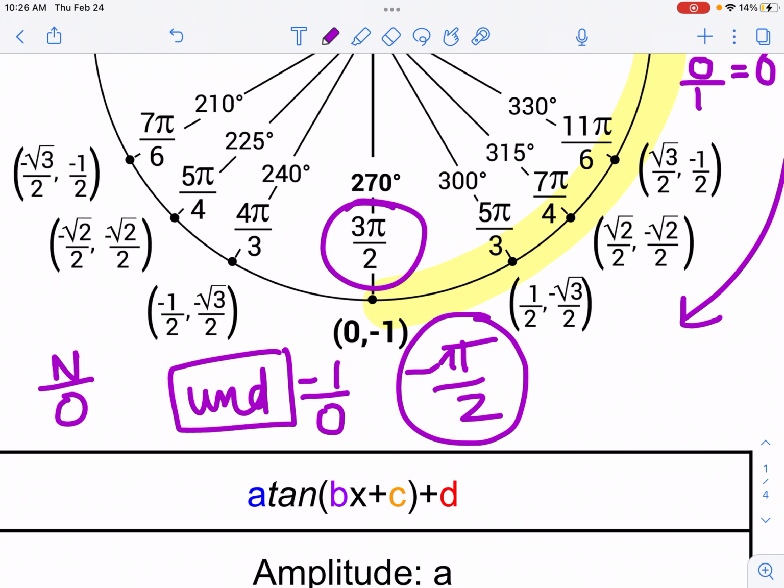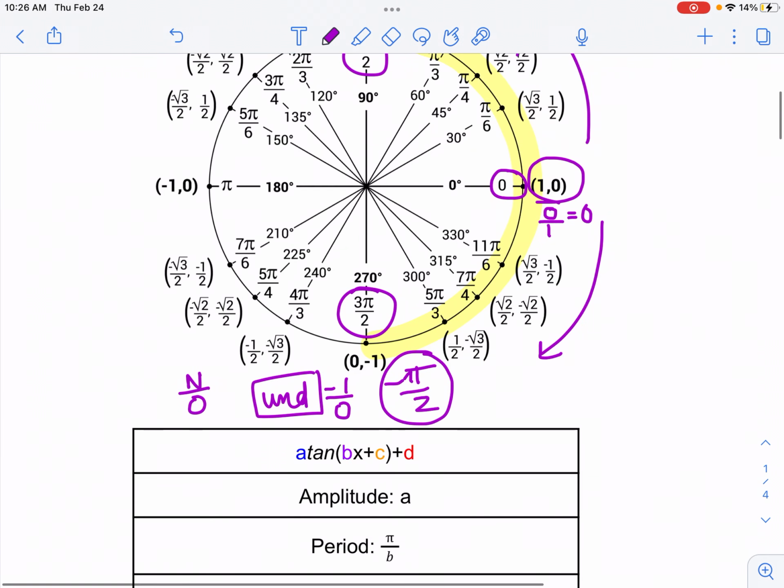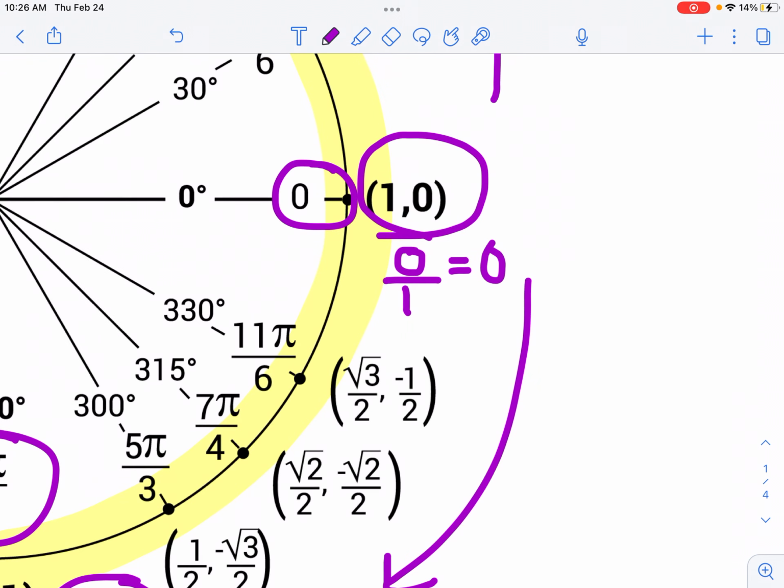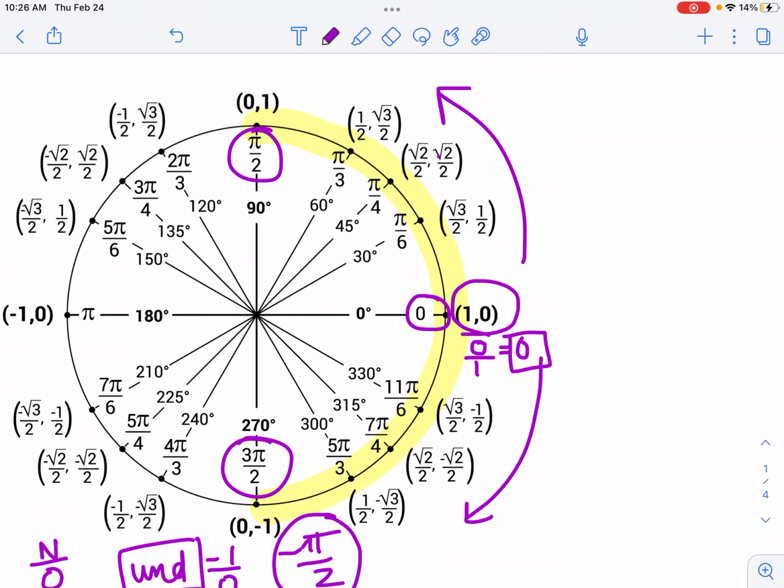Okay, so we're going to plot that in just a second, but we're just calculating the values. So we've got undefined at negative pi over 2. We've got 0 here at 0. And then I'm going to skip over to pi over 2.